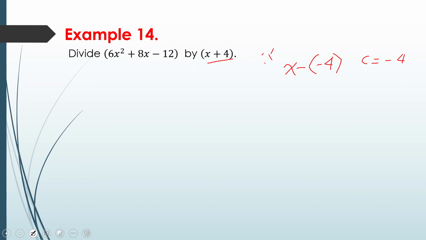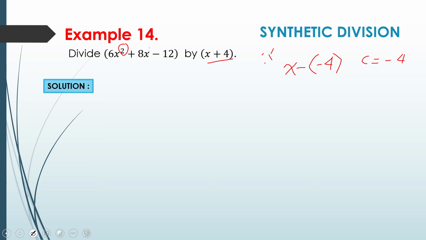So therefore, our c is minus 4. Let's check the powers, power 2, power 1, and power 0. So nothing is missing. So we will use synthetic division here. Let's start with the coefficients. So what are the coefficients? So you have coefficient of x squared is 6, coefficient of 8x is 8, and then minus 12. So our c is minus 4.